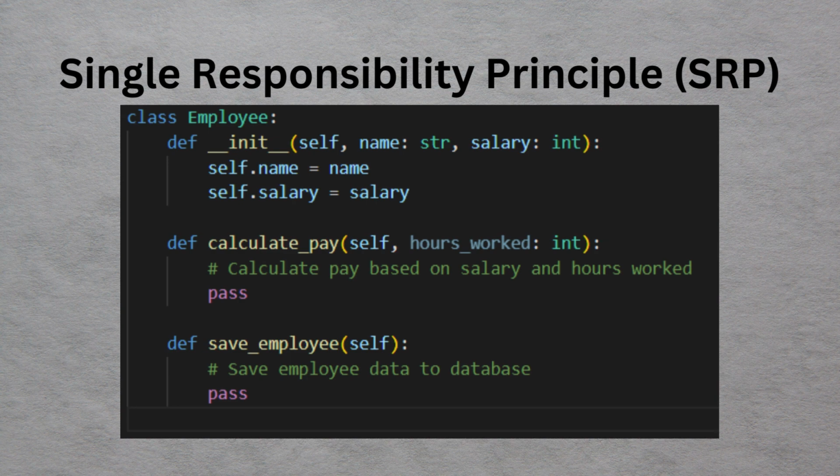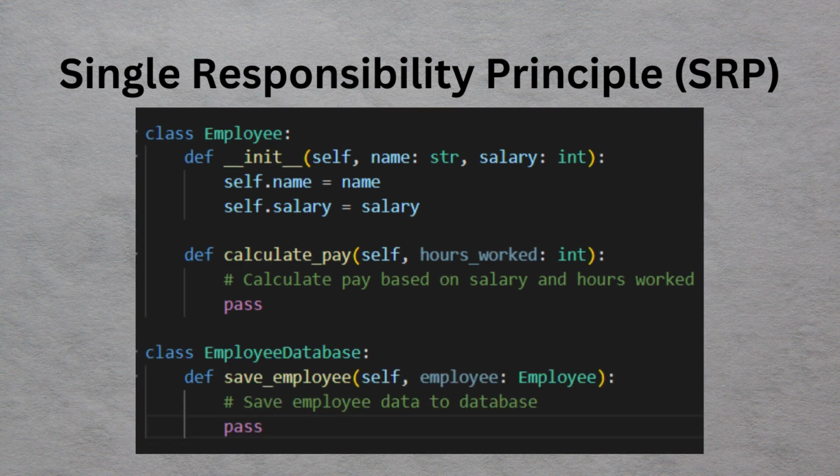Here's an example of a class that violates the SRP. In this example, the Employee class has 2 responsibilities: calculating pay and saving employee data to a database. To adhere to the SRP, we can split this class into 2 separate classes, one for calculating pay and one for saving employee data. By splitting the responsibilities into separate classes, we can modify each class independently without affecting the other. This makes the code more modular and easier to maintain, as well as making it easier to test each class separately.